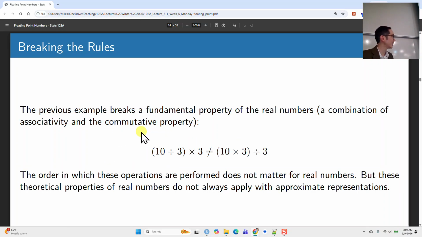But here's the thing. We've broken one of the basic rules of math. We said 10 divided by 3 times 3 is not the same thing as 10 times 3 divided by 3. When you use a calculator and you're using approximations of numbers, we break one of these fundamental rules of mathematics.